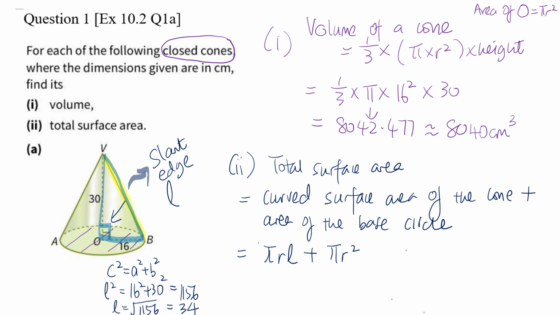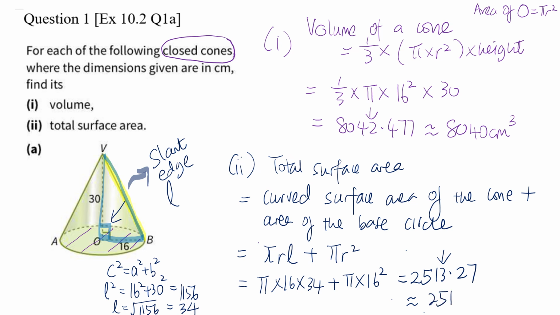So with that, we can just plug inside here. That will be pi times 16 times 34 plus pi times 16 squared. You can just use a calculator to work out the value. That gives you 2513.27. For three significant figures, look at the number 3, less than 5, so we replace it with 0. So it's 2510 centimeter squared, since you're finding area.